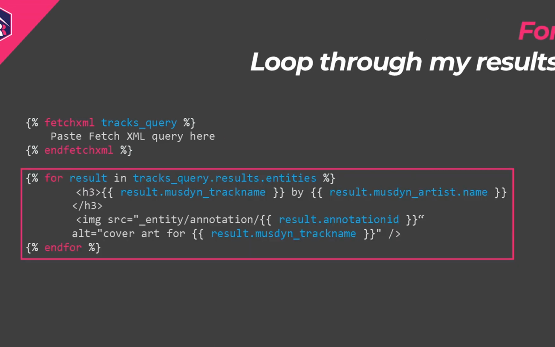The next Liquid skill is very closely related. We've done a FetchXML query. How do we actually access those results? How do we output anything on screen? The for tag allows us to loop through each of those records and do something with them. In this example, it's taking the tracks query, and for every result that's found, it's outputting the name of the track, saying which artist that track is by, and then outputting the note image, the cover artwork for that particular track.